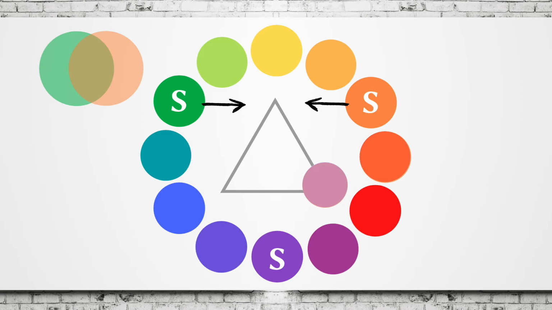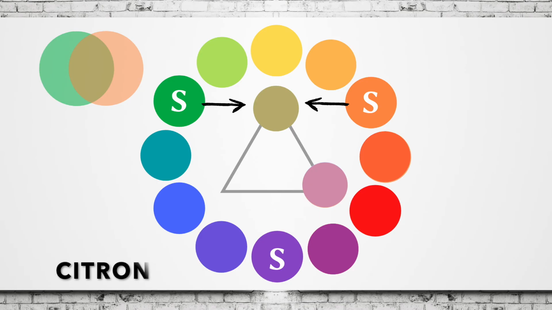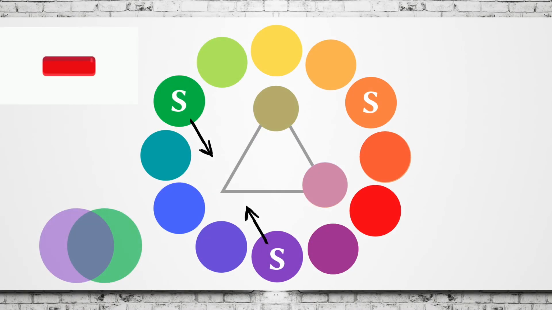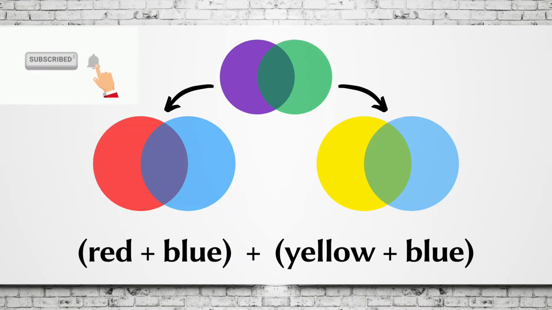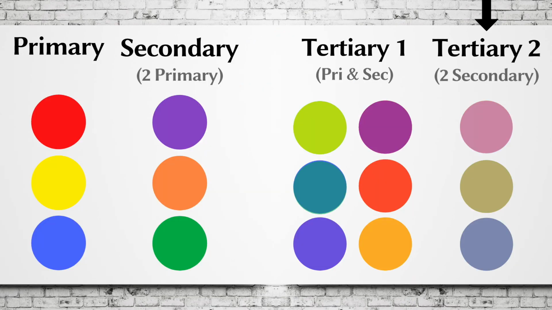When we mix green and orange together, we are actually mixing yellow, blue, red, and some more yellow together. When we mix green and purple together, we are actually mixing red, blue, yellow, and some more blue together. And those are the second set of tertiary colors.